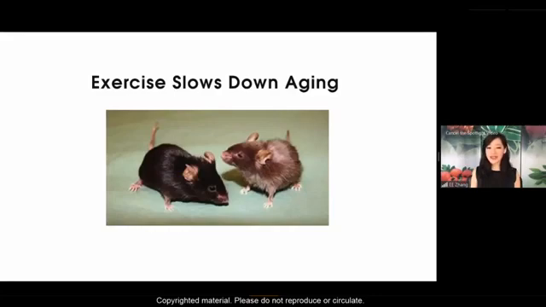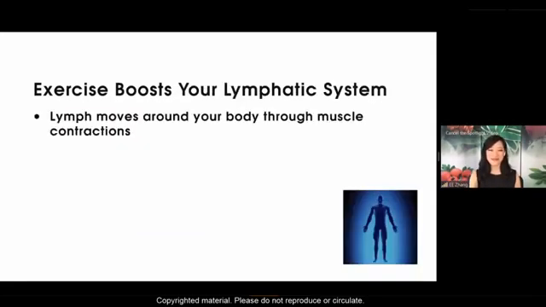Exercise can help slow down aging as well. Now, look at this picture of the two mice. Now, these two mice were genetically engineered to age faster. The only difference between them is that one mouse exercised and the other one did not. I'm sure you can guess which mouse did its exercise and which one did not.